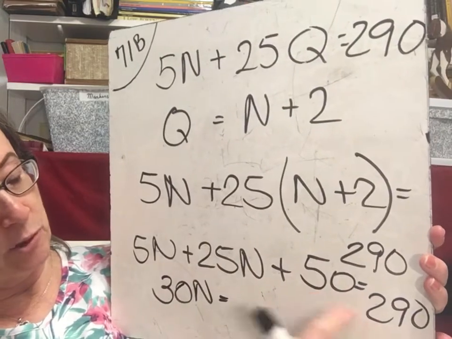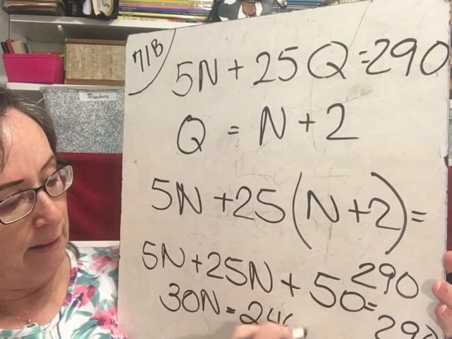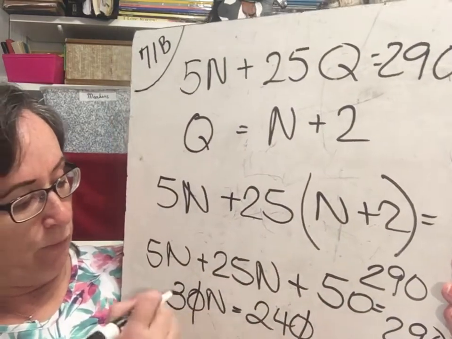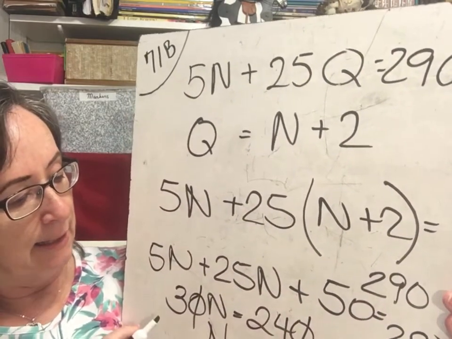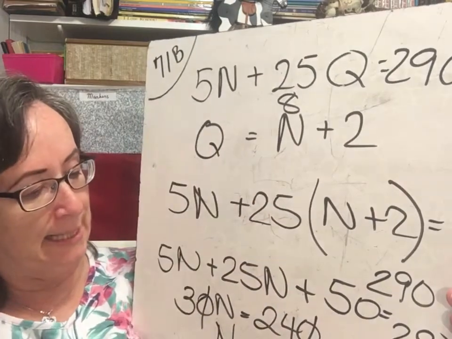And then subtract the 50 from the 290 and get 240. Divide the 10 on both sides. 24 divided by 3 is 8. So the number of nickels is 8. And if the number of nickels is 8, then the number of quarters is 10.